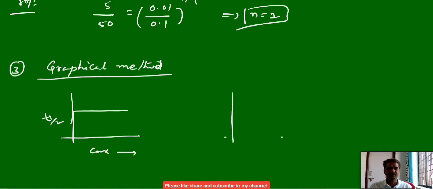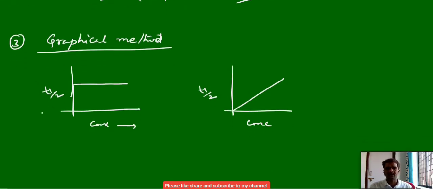When you draw a graph of t1/2 versus concentration, and for example you observe like this, then by looking at this graph you can say what type of order it is. In the first case, t1/2 is independent of the concentration, so this graph represents first order reactions or first order kinetics. And here t1/2 is directly proportional to concentration, meaning this is a zero order reaction.